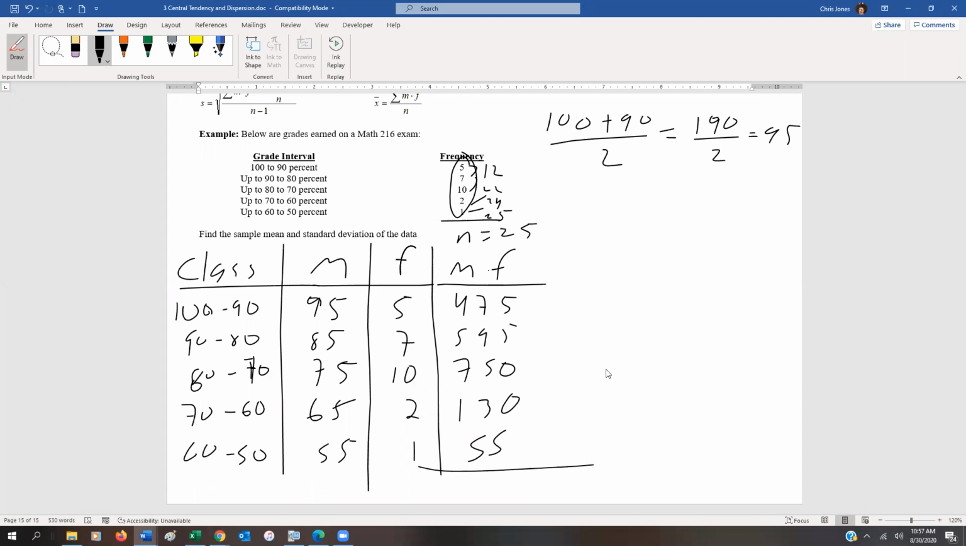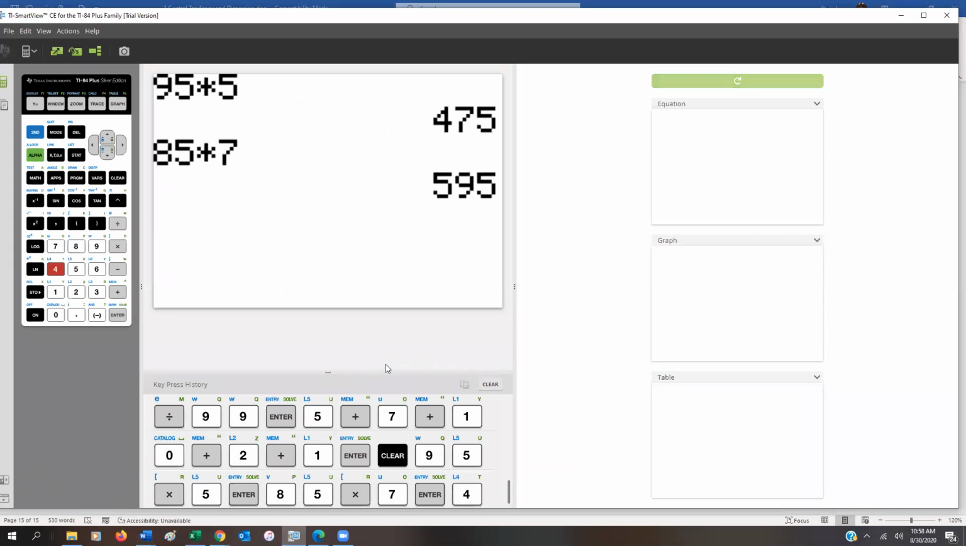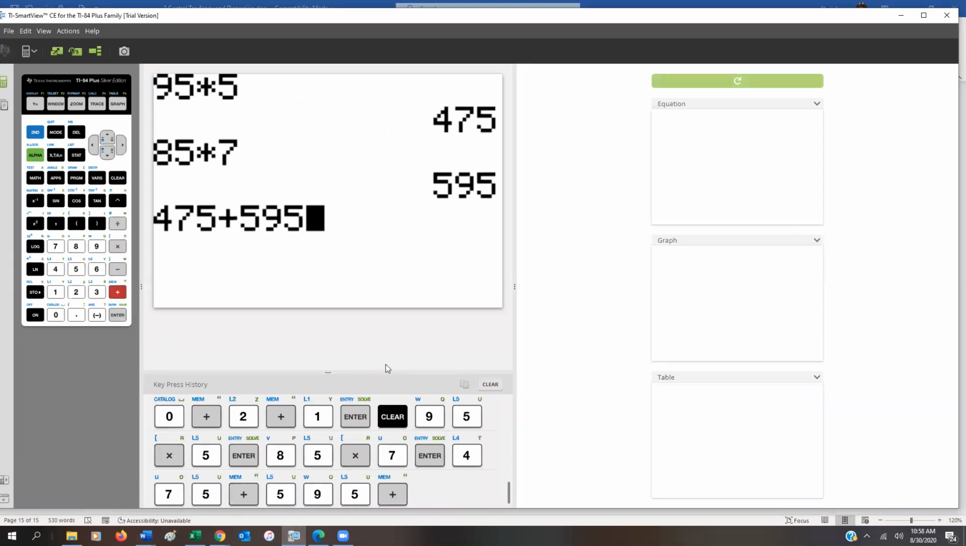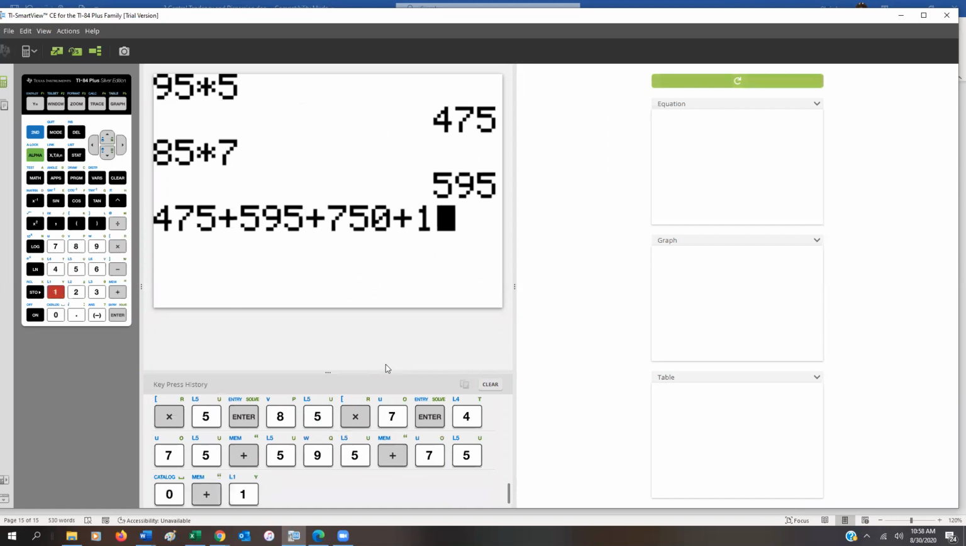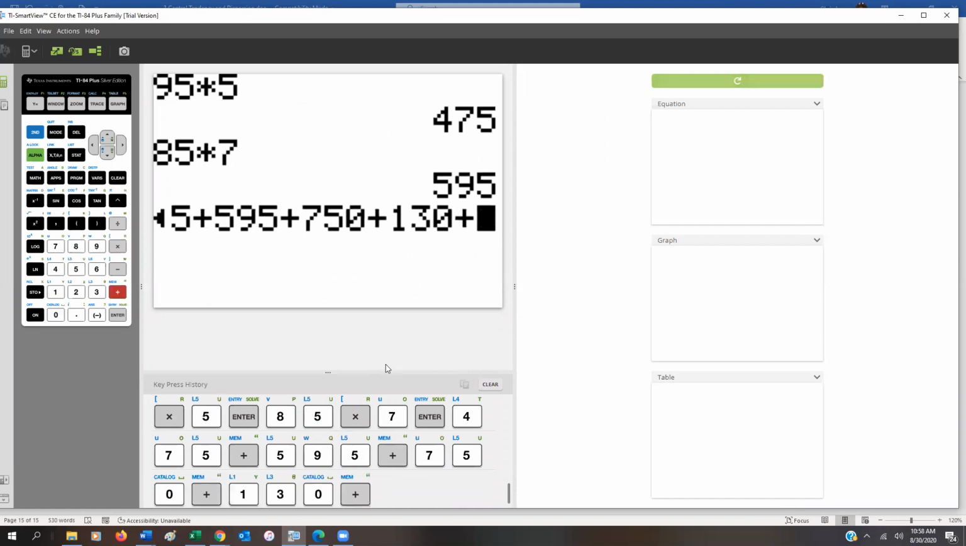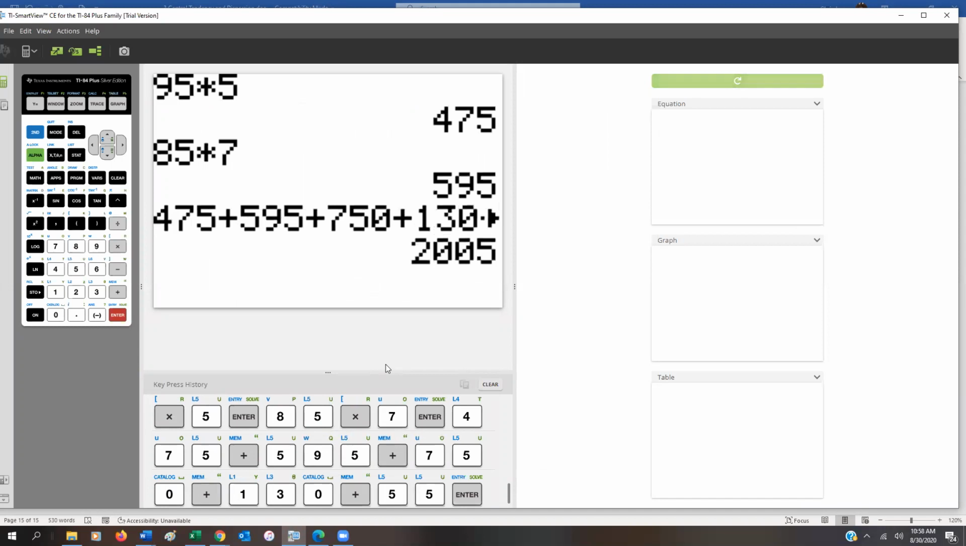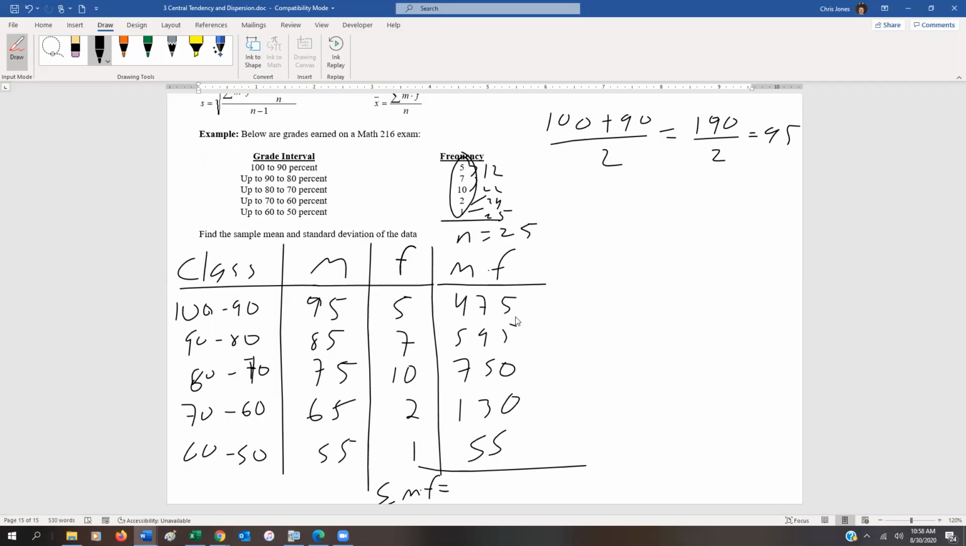Last thing we're going to do is add this column up, and that's going to be the sum of m times f. In our calculator, just to verify this: 475, 595, 750, I think we had 2 times 65, which was 130, and then 55. We should end up with 2005. We're getting close to being able to find our sample mean. So this is going to be 2005.